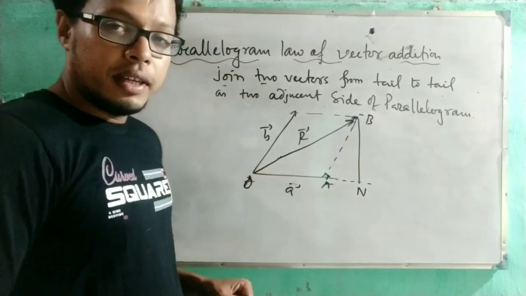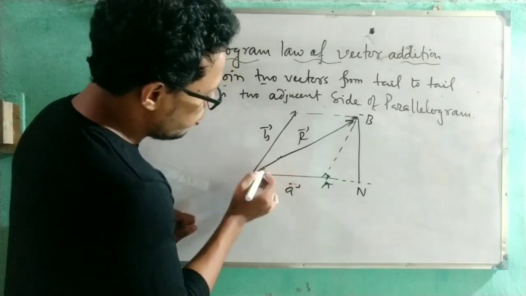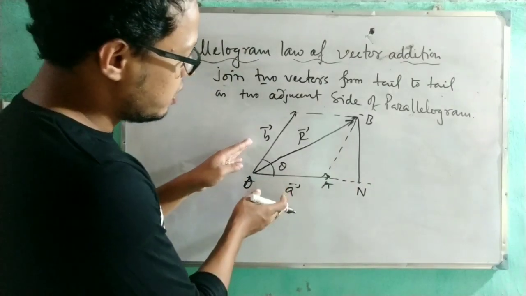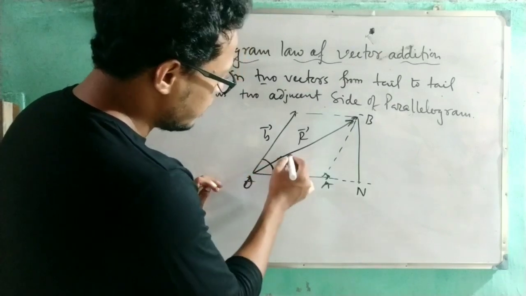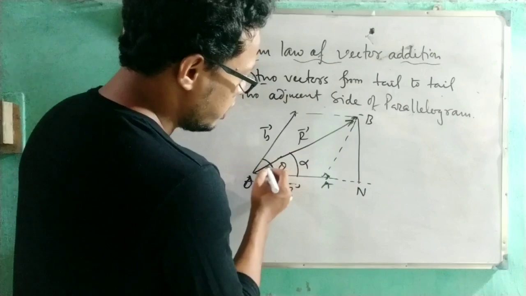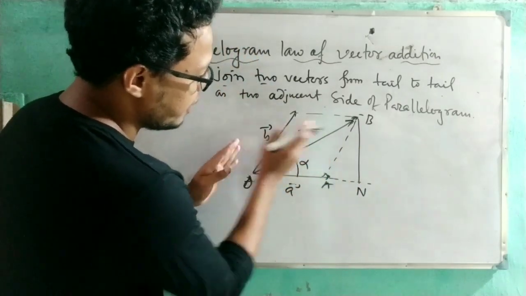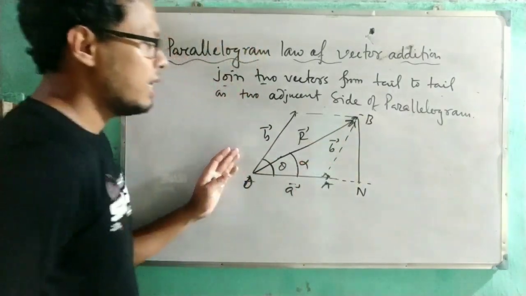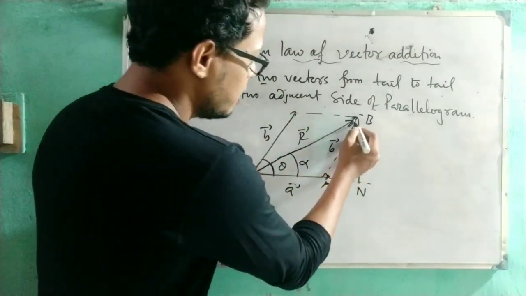Now, which angle will be theta? See here, if we consider theta as the angle between two vectors, then we can say this angle between two vectors is theta because tail to tail is connected. So this angle between them is theta and this R is making alpha with A. As this is theta, we can shift the B vector parallelly like this. Otherwise, in a parallelogram, two sides will be equal. So we can say this is B vector.